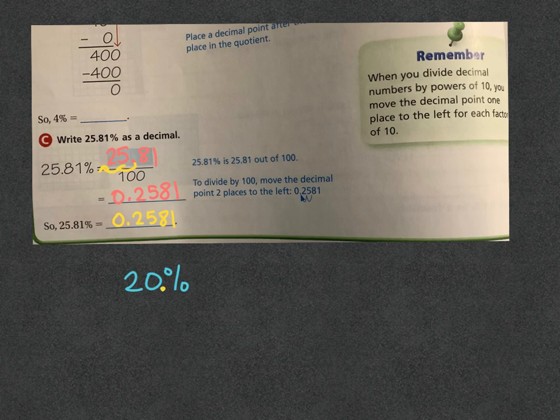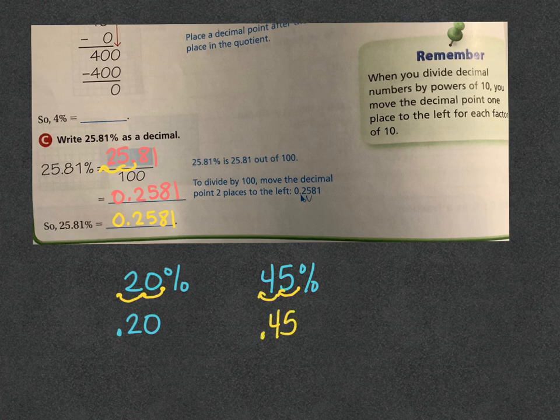Now, 20% is 20 out of 100, so I would divide by 100 and simply move my decimal 2 spots and 2 spots only to make it a decimal. 20% as a decimal is 0.20. 45% as a decimal, show that decimal up, move it 2 spots and 2 spots only, and you're going to get 0.45. You can put the zeros on there.